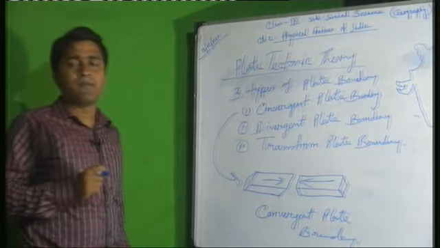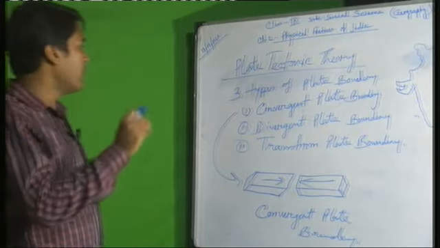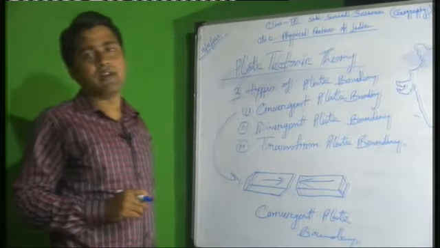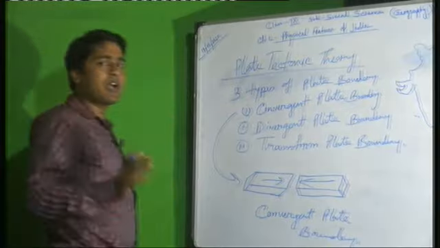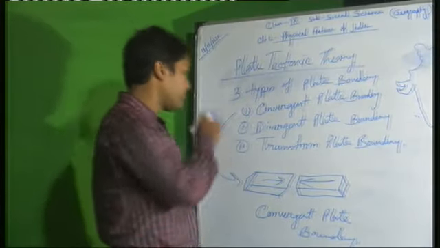It is very important. The Himalayan mountains are found at a convergent plate boundary, when two plates are coming toward each other. In your book you have this type of diagram.